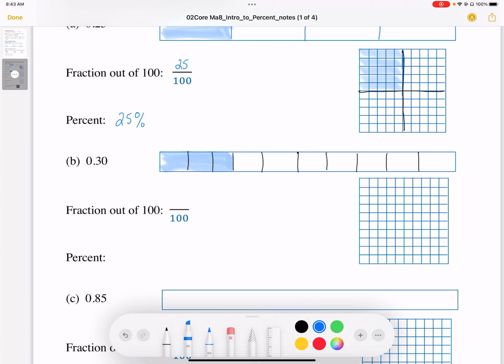Okay, I'm going to shade in 3 rows of 10, 10, 20, 30, so that represents 30% on a 100 grid. Out of 100, it's a fraction of 100, so it's just 30 out of 100, and I just move the decimal point over 2 places, 1, 2, and I get 30%.